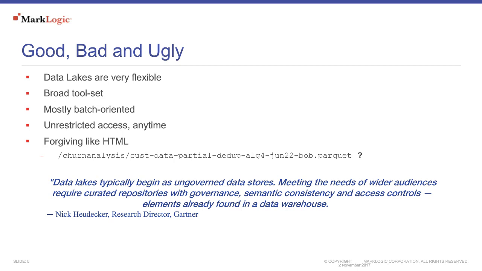Hadoop and HDFS are like that. You can put anything anywhere. You can put a file name on it, and here's this horrible file name: churn analysis, customer data, partial dedupe, algorithm 4, June 22nd, Bob. You can kind of tell somebody really wants to track a little metadata about this file. All they had to do to make that happen was to put it into the name of the Parquet split. And you can end up with a lot of junk like that, right?